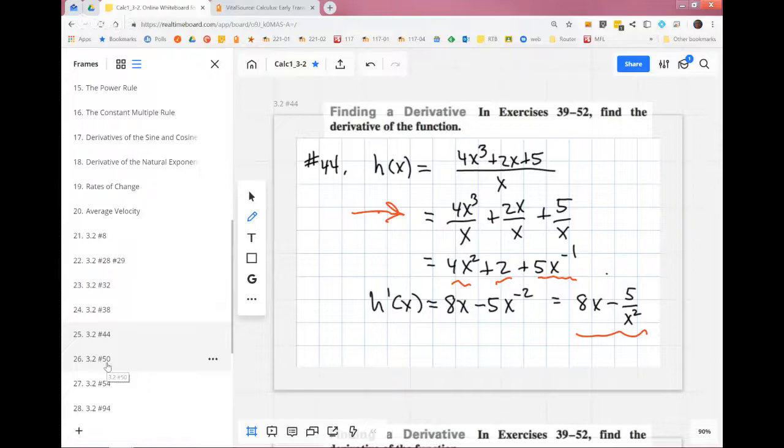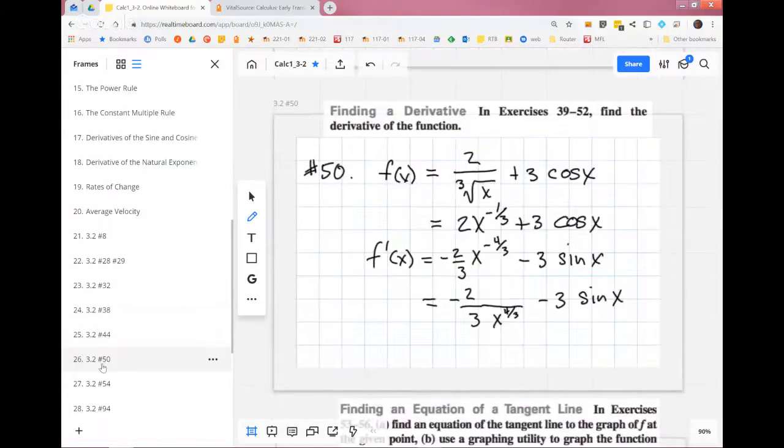Right, number 50, another example. Here it just says find the derivative, the directions. Okay? Well, we got to rewrite things because we're not in friendly format. 2 over the cube root of x. Does everybody see that that's just 2x to the negative 1/3 power?